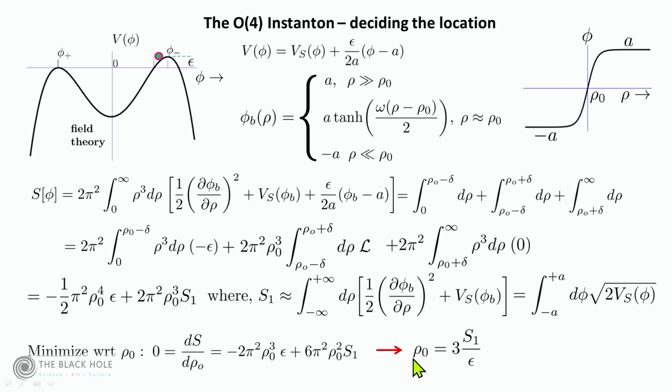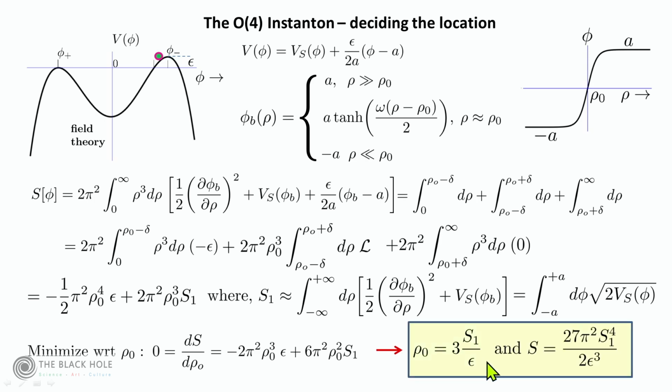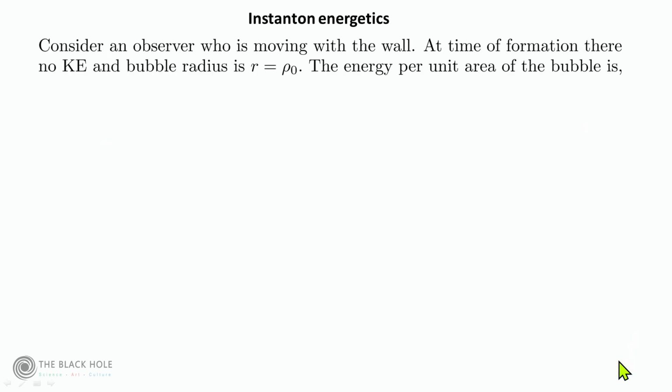And in this way, you get rho naught, the position of the instanton, is this, 3s1 over epsilon. And if you put rho naught equal to this, put it back in s, well then s works out to this value over here. So that's a good achievement.